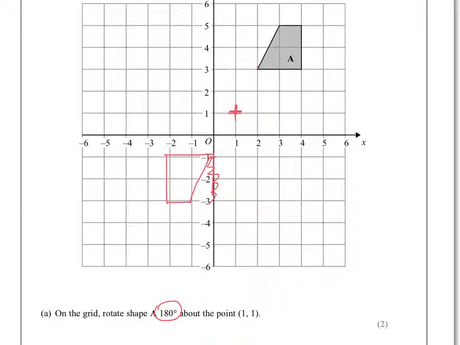So even if I'm trying to do it quickly, I end up making a mess of it if I don't have tracing paper to check it with. So make sure you get some tracing paper from the examiner, and remember you might have to ask for it.